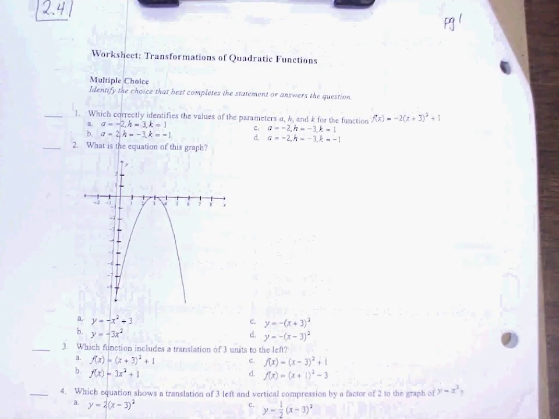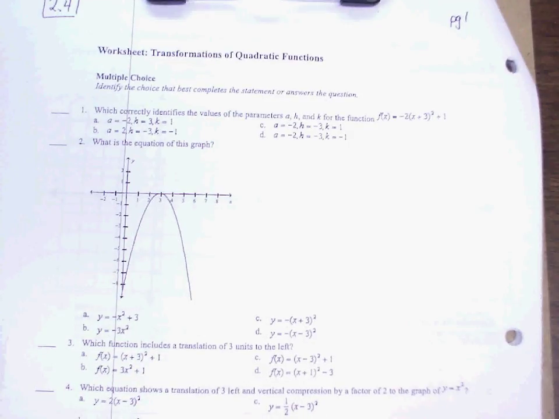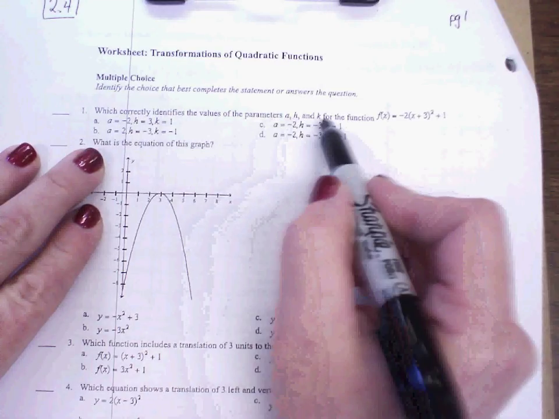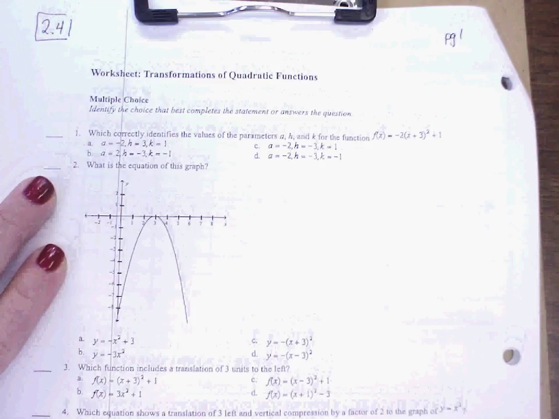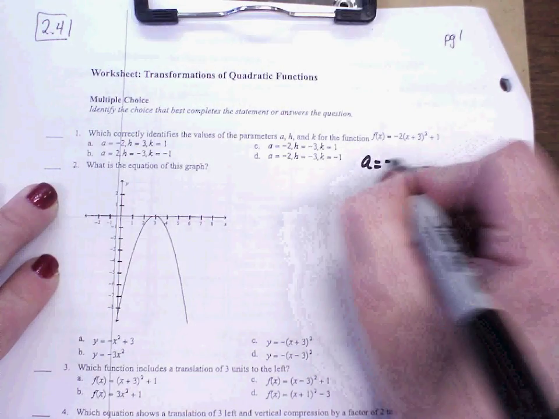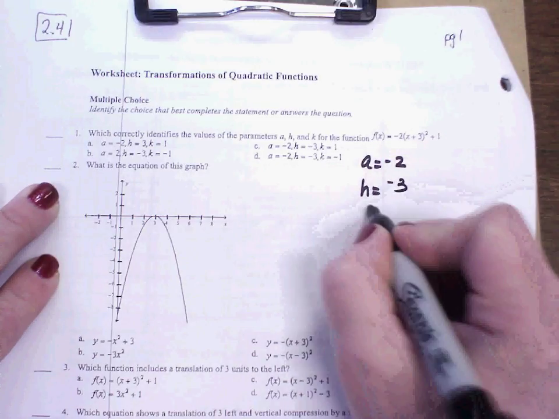All right, which correctly identifies the value of the parameters a, h, and k? This is so easy. Let's see. A equals -2, h equals -3, and k equals 1. So it would definitely be C. That will be C.